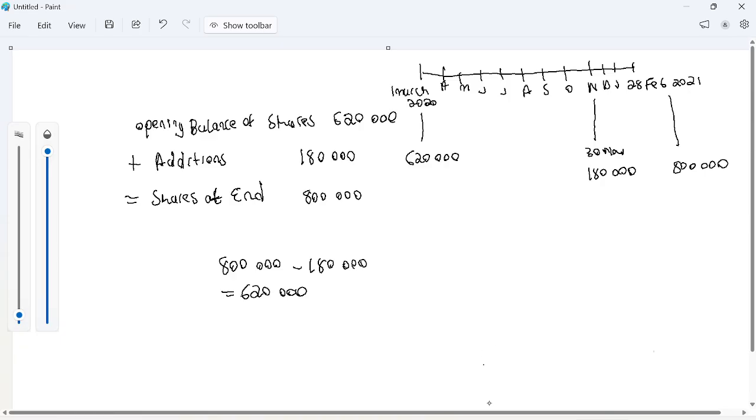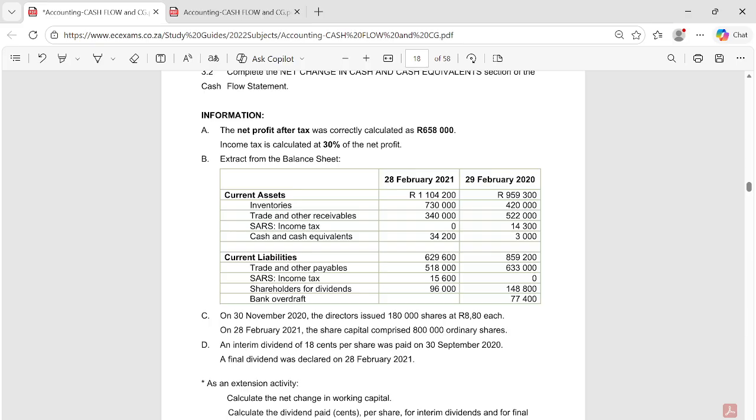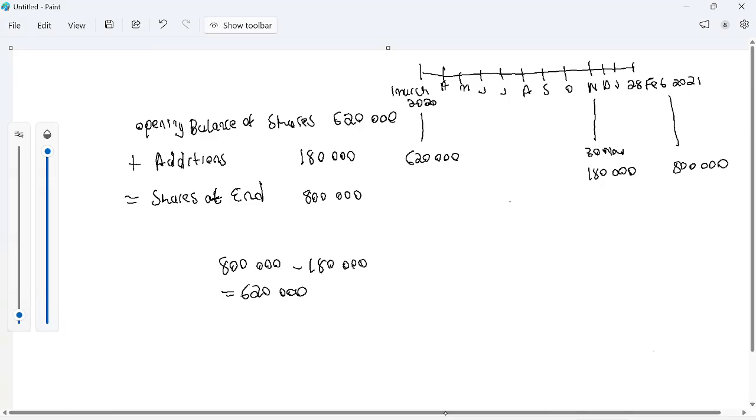Let's see. My interim dividend was paid 30 September, right? Meaning September is here. So any shares that came after 30 September, I'm not going to calculate my dividend using those shares, right? I'm going to calculate my dividend using these shares because they came before my interim dividend, right? So I'm going to say 620,000 shares multiplied by how many cents?